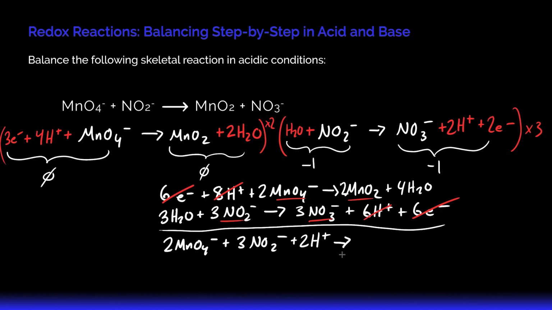Now I'm going to go to the right side of the equation. I'm going to add the 2 MnO2 plus the 3 NO3 minus. And then I see that on the left side of the equation, I have 3 waters. Those are all going to cancel out, and I'm going to end up with just 1 on the right side of the equation.